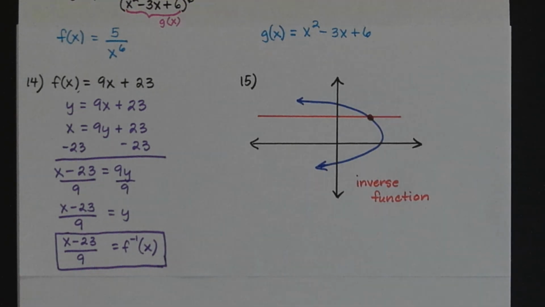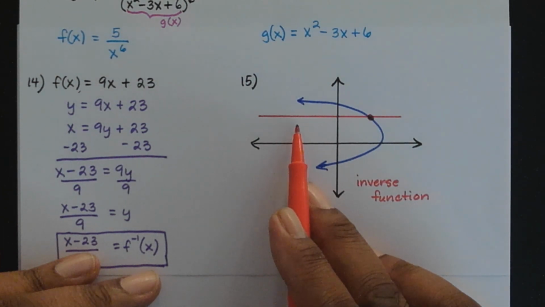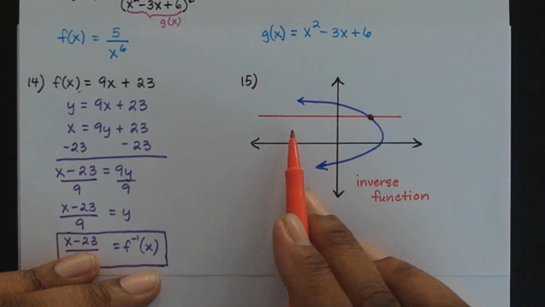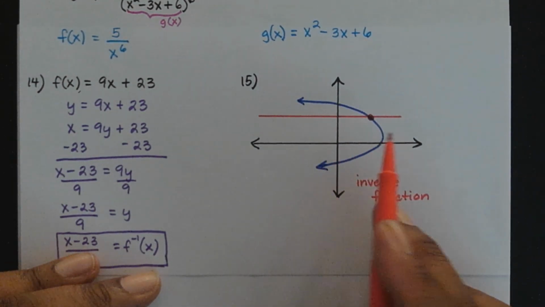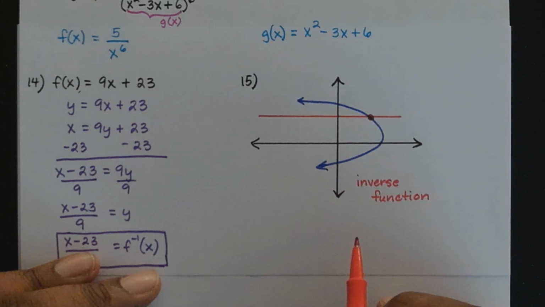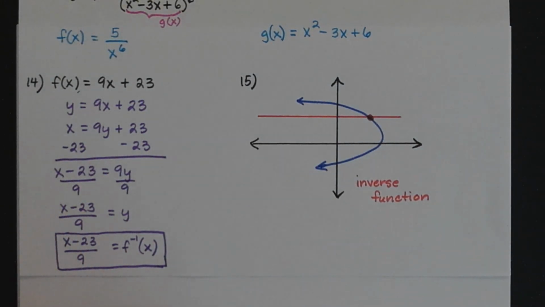What happens if it doesn't? If it doesn't have an inverse function, that means it's not going to be one-to-one, and for a graph like this, a horizontal line has to cross the graph at more than one place. Does not have an inverse. Okay. Any other questions?